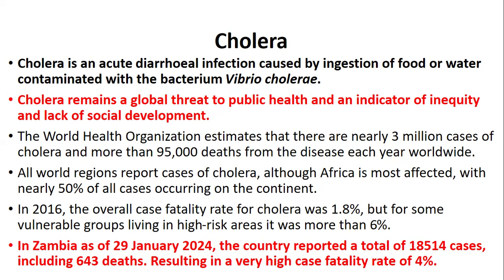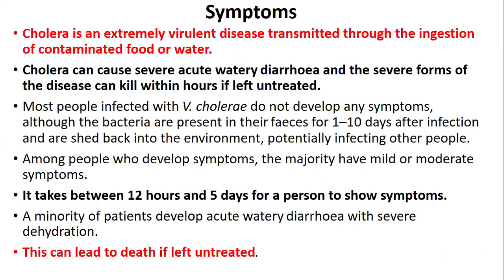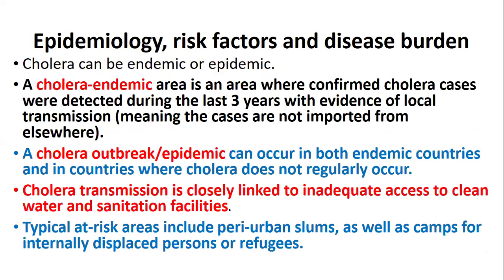In Zambia, we just had an outbreak in 2024. As of 29th January 2024, the country reported a total of about 18,514 cases, including 643 deaths at that time, which resulted in a very high case fatality rate of about 4%. So this shows how serious this condition can be when it attacks.